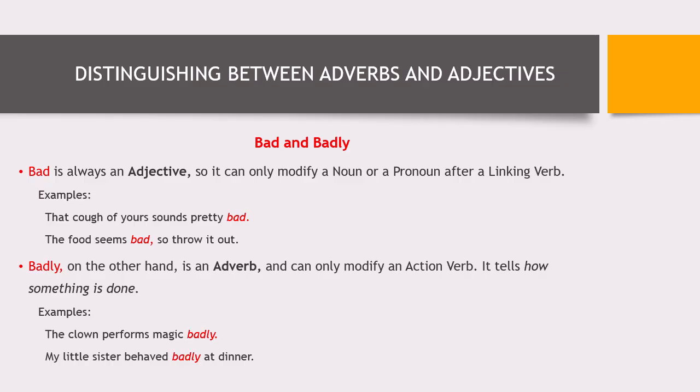Badly, on the other hand, is an adverb and can only modify an action verb. It tells how something is done. Examples: the clown performs magic badly. My little sister behaved badly at dinner.